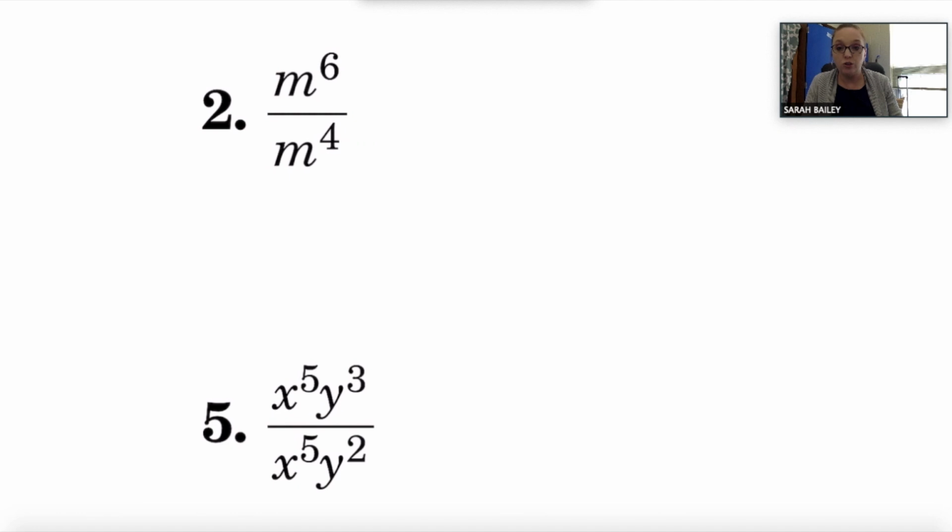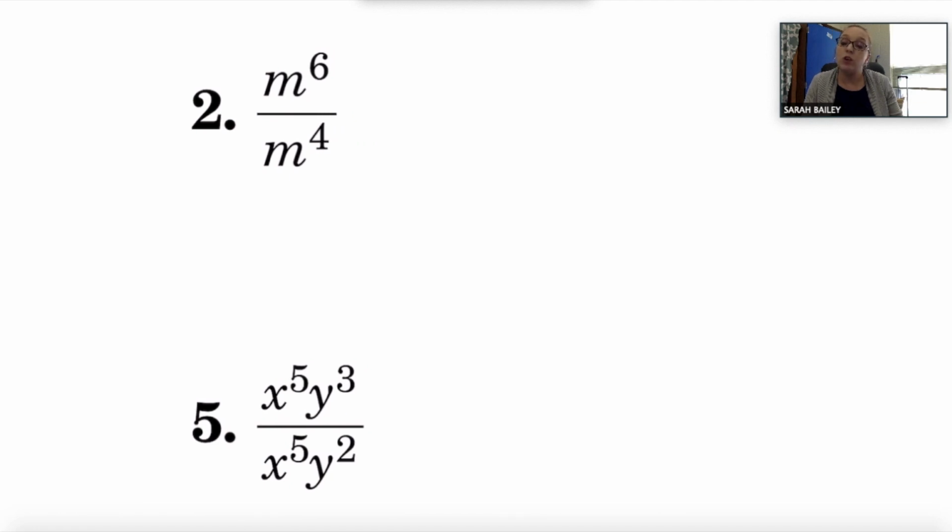All right, number 2, again, is similar to what you've seen before, except this time you are including variables. So we're going to keep the base and subtract our exponent. 6 minus 4 is 2. So we're left here with just m squared.